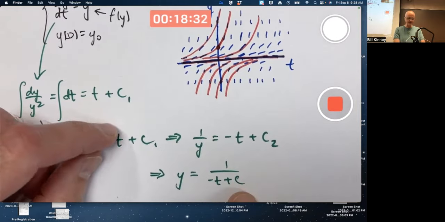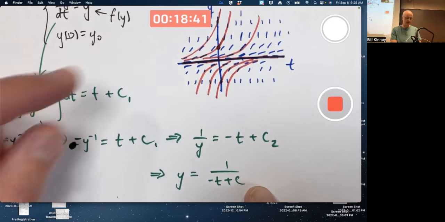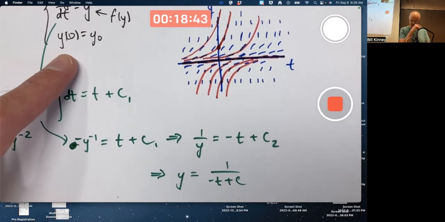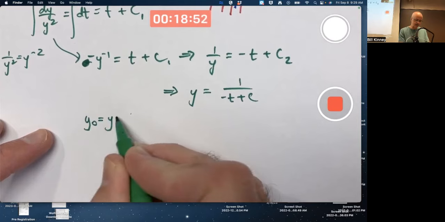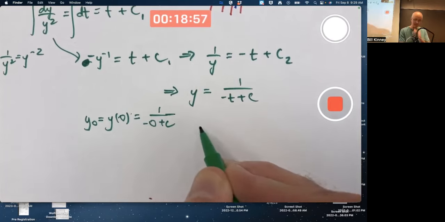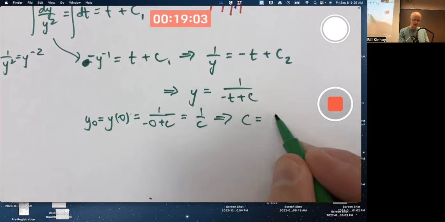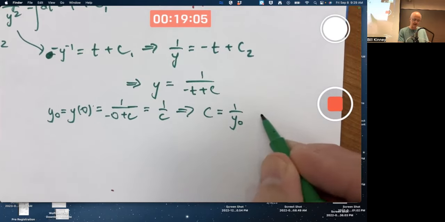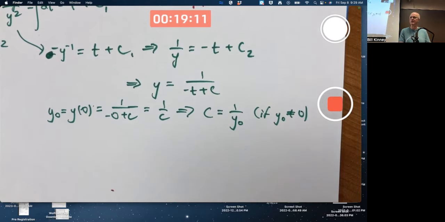Though I will say it's not an ideal general solution, because there's no choice of C that's going to give you the equilibrium solution at y equals 0. This function is never going to equal 0. But let's still see if we can solve a generic initial value problem. We might be able to if we make a modification to it. Let's see what happens. y naught equals y of 0 equals 1 over negative 0 plus c, which is 1 over c. That means c is 1 over y naught, at least if y naught is not 0. Makes sense. We're missing that equilibrium solution at 0.